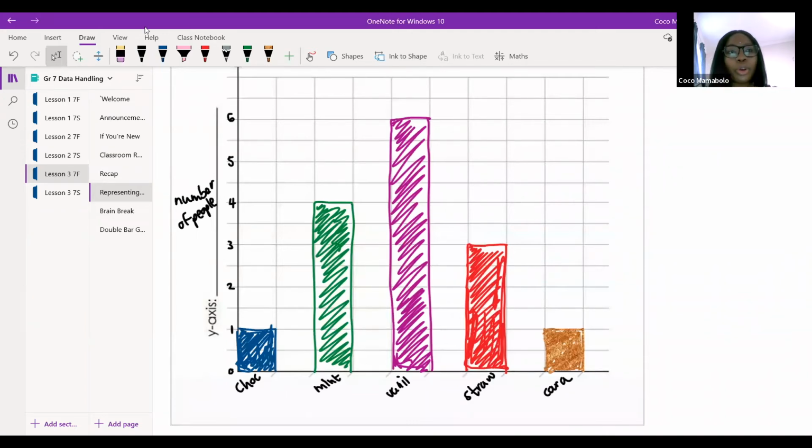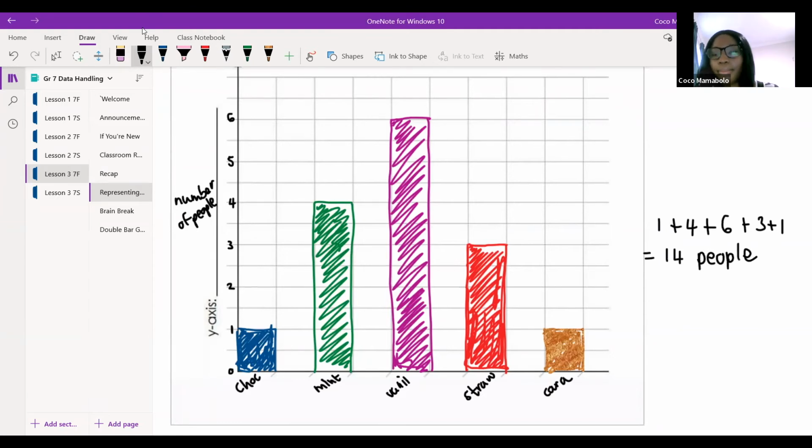Exactly. So what we're going to do over here, there's 1 for chocolate, plus 4 for mint choc, plus 6 for vanilla, plus 3 for strawberry, plus 1 for caramel. And how much does that all add up to, guys? Churia says 14. Excellent. 14 people answered the poll.